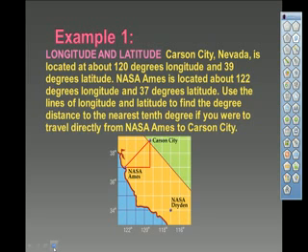Six over X equals X over 12. X squared equals 6 times 12, which is really 6 times 6 times 2.